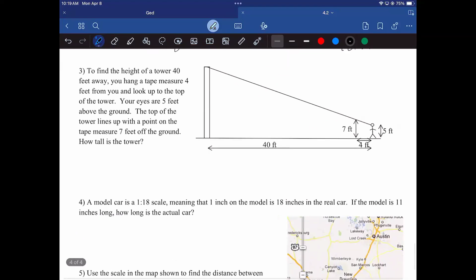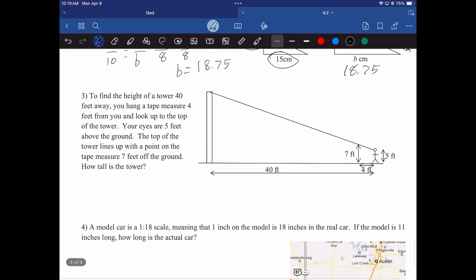All right. Ooh, this looks like a question you'd find in trig. To find the height of a tower 40 feet away, you hang a tape measure 4 feet from you and look up to the top of the tower. Your eyes are 5 feet off the ground. The top of the tower lines up with a point on the tape measure 7 feet off the ground. How tall is the tower?